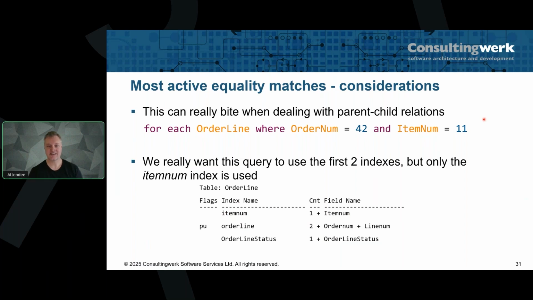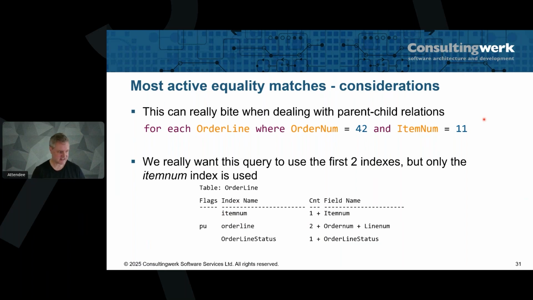And so in cases like this, what's going to happen is the client is going to get all of those order lines where item num is 11, and is going to have to filter them on the client, which is bringing potentially a large amount of data back to the client. So in this case, an item num index is being used.